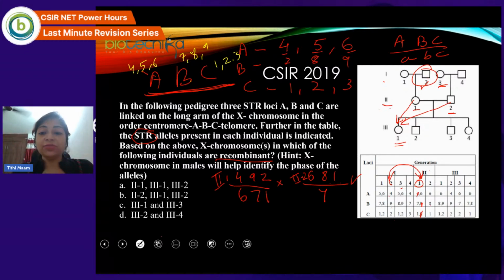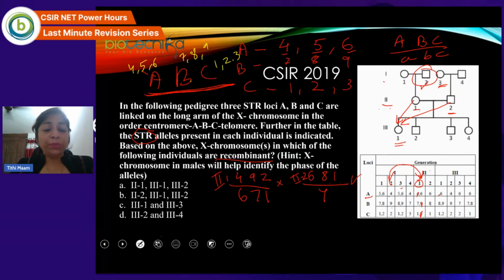Okay, now let's move on to the third generation. In the third generation, 3-1 has the genotype, the numbers are given, right? So see, for A, only one number is written, 6. So what does that mean? That only one copy of A is present?